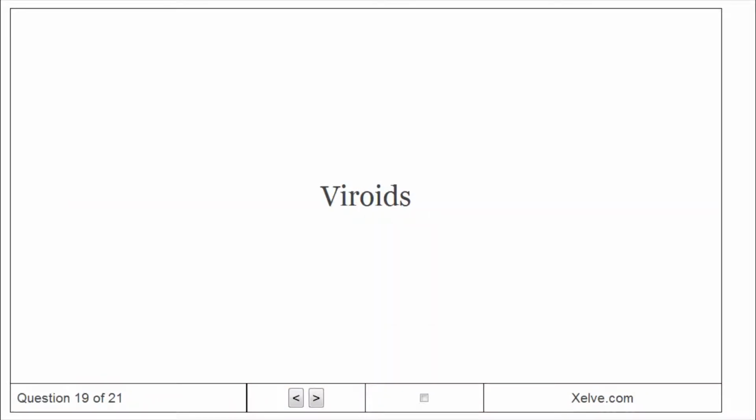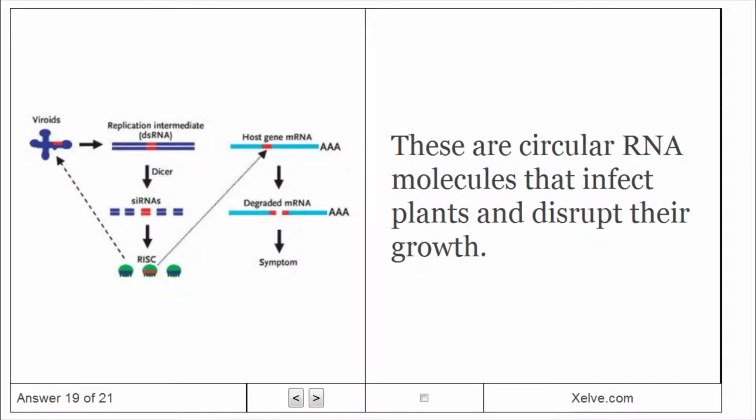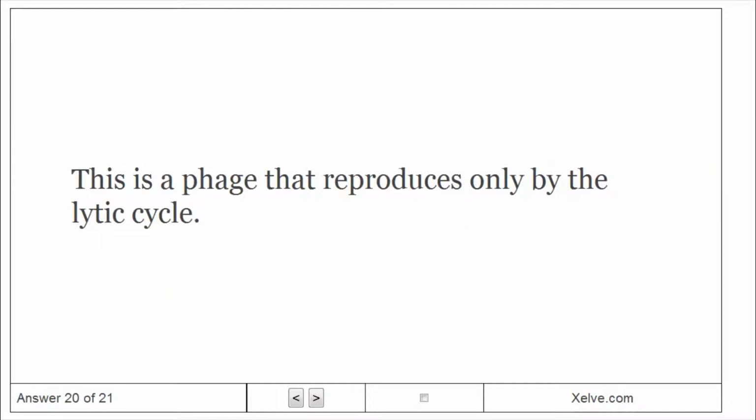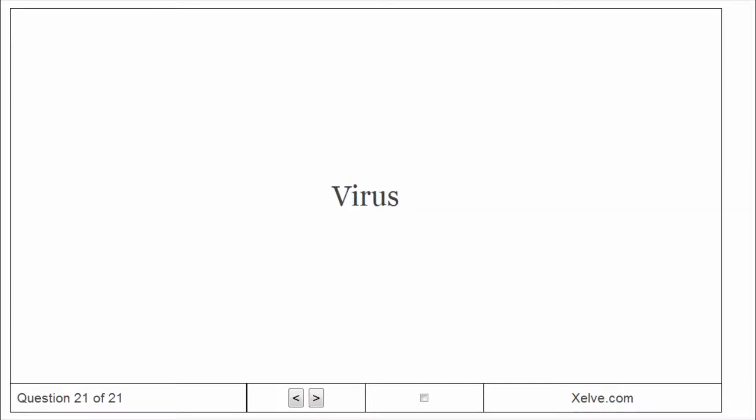Viroids. These are circular RNA molecules that infect plants and disrupt their growth. Virulent phage. This is a phage that reproduces only by the lytic cycle.